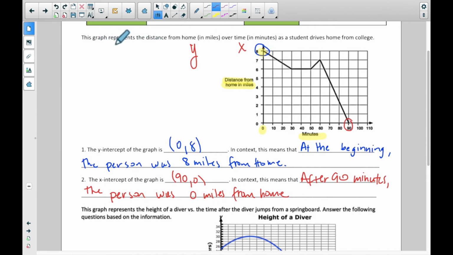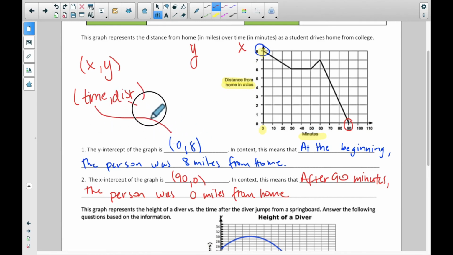So in this graph, in the beginning, there's this sentence: the graph represents the distance from home in miles over time in x, in minutes. So when we look at our xy coordinates, that's going to be time and distance. As I look at this (0, 8), my time is 0, my distance is 8. Time is 0, distance is 8. And if I look at the other coordinate, my time is 90 and my distance is 0. So after 90 minutes, that's the time, they're 0 miles away from home.